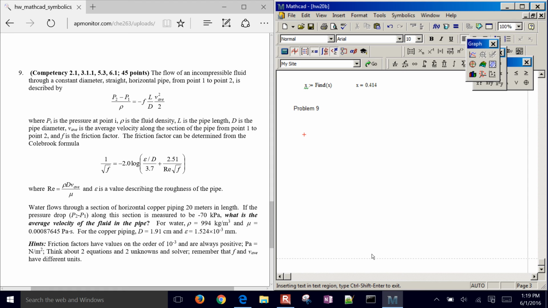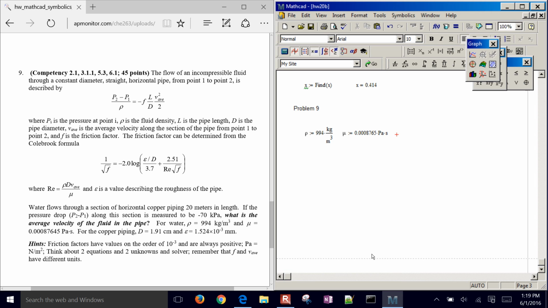Okay, so let's go ahead and first of all start with some of the data that's in our problem. The density is 994 kilograms per meter cubed. All right, mu, just type m, Ctrl+G. That's 0.000, three zeros after the decimal point, 87645, and then that's going to be pascals times seconds.